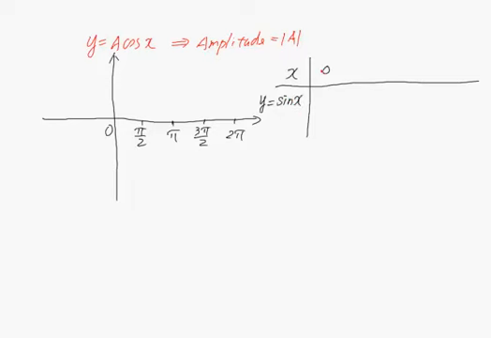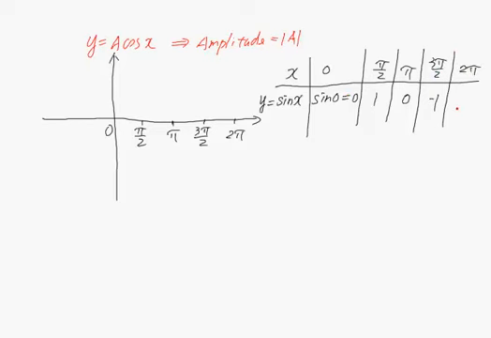So that means when x is equal to 0, you plug this 0 into the sine of x. So you have sine 0 equal to 0. And when x is equal to half pi, you plug this half pi into the sine of x, you get sine of half pi, so that is equal to 1. And then when x is equal to pi, you plug this pi in, you get 0 again. And then 3 pi over 2, you get negative 1. And then 2 pi, then equal to 0.